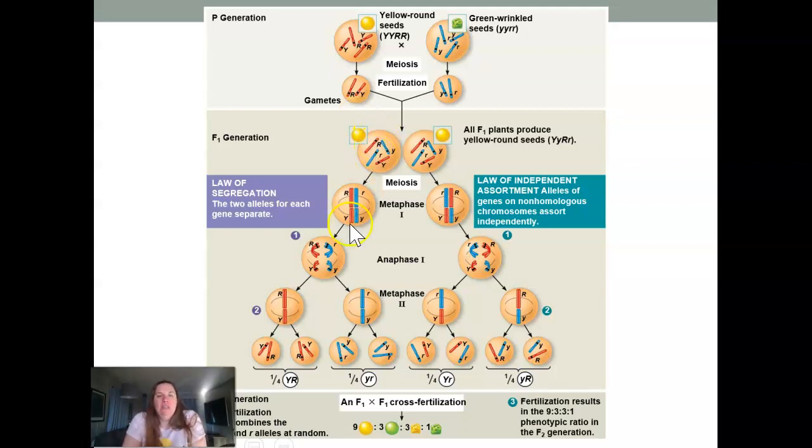So our alleles, our genes, I should say, our chromosomes have to separate during this process of meiosis. And when they separate, that separation is random. All of the chromosomes separate independently of one another.